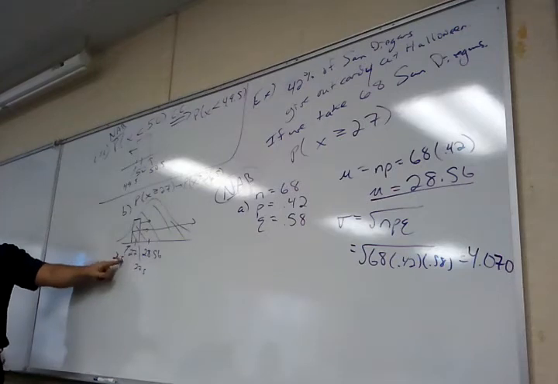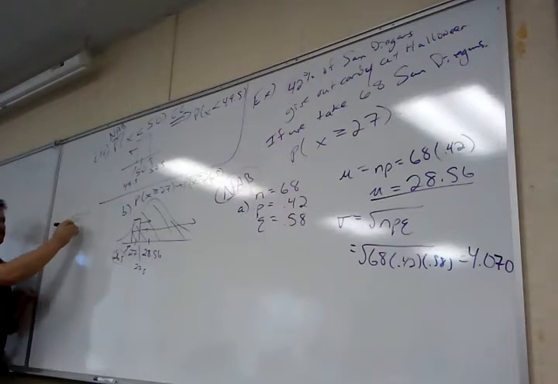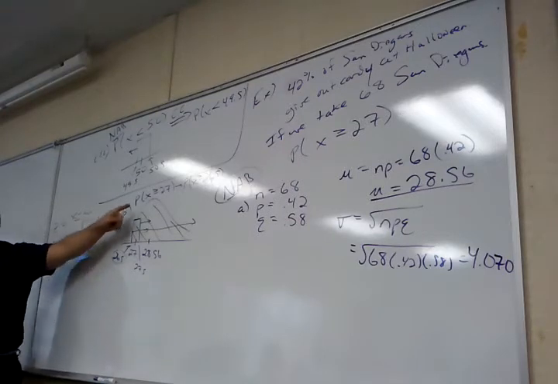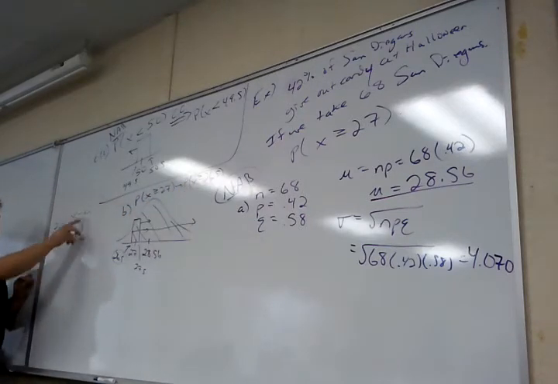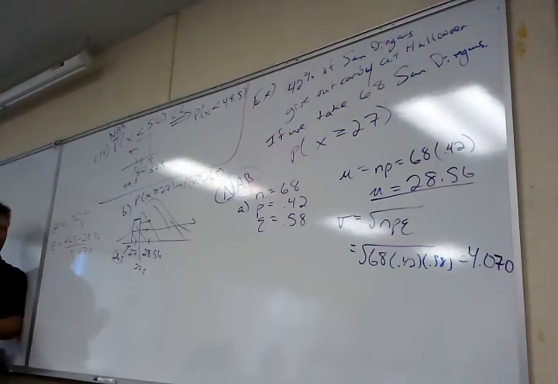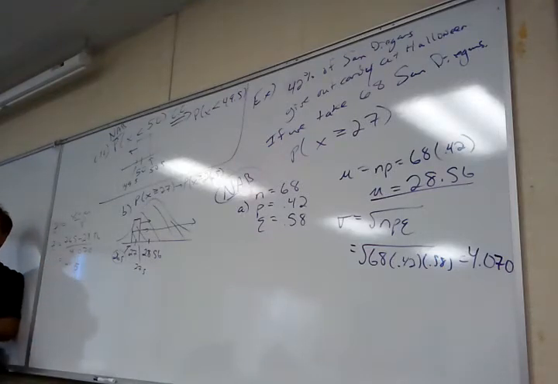So what's my z-score formula going to look like? Z equals x minus the mean over the standard deviation. So z is, careful, 68 is n. What data value am I curious about? 26.5. Minus the mean, 28.56, divided by standard deviation, 4.07. Coolness. It's like negative 0.506. That is negative 0.51. Okay, cool. You guys all getting that?